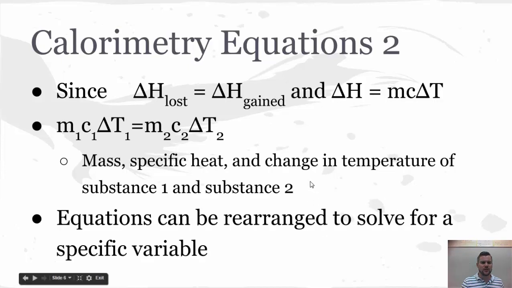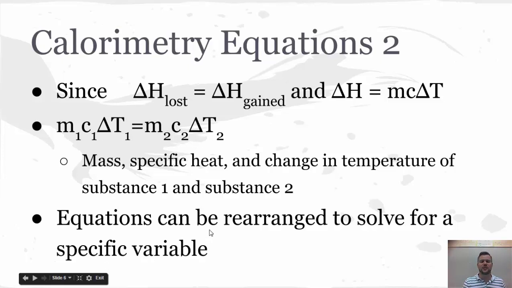Since heat loss can be equal to heat gained, and we already know that delta H is equal to mc delta T, we can just substitute mc delta T in place of both delta H's, which leaves us with mc delta T is equal to mc delta T. And again, we're going to have the mass, specific heat, and change in temperature, but this time it's going to be of substance 1 and substance 2, hence the subscripts that you see right here.